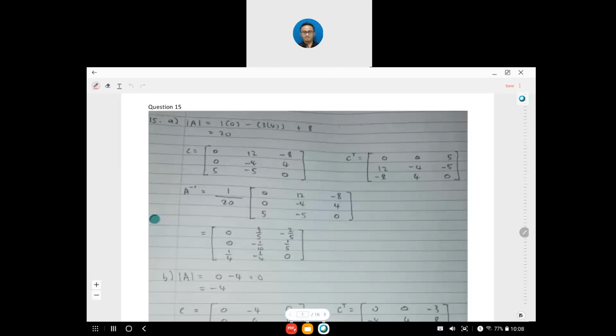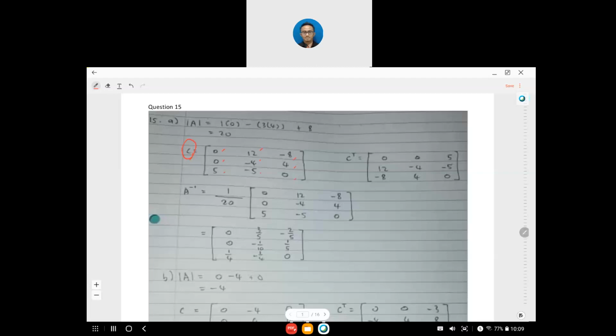By using the cofactor method, you need to show how to find the cofactors here, how you get 0, 0, 5, 12, -4, -5, -8, 4, and 5, 0. You need to show how you get these values. You cannot write something like this directly. You cannot show it like this. This is the question.